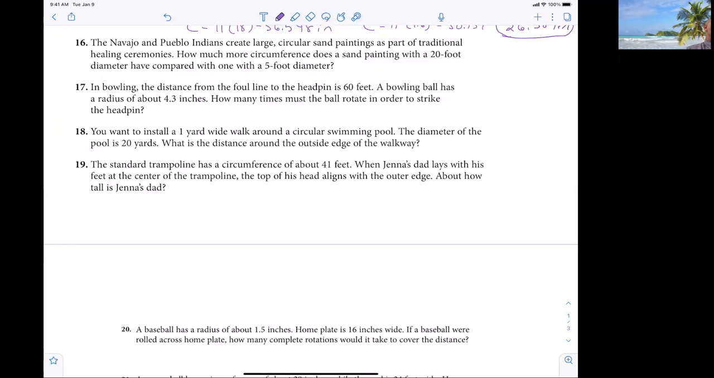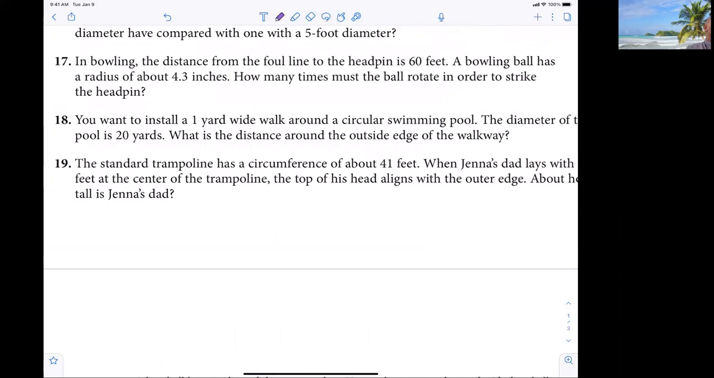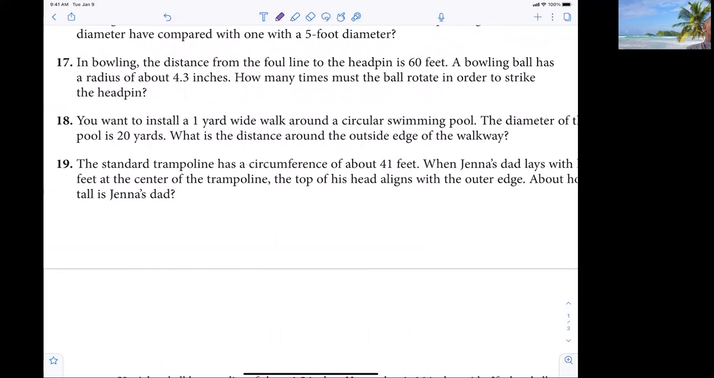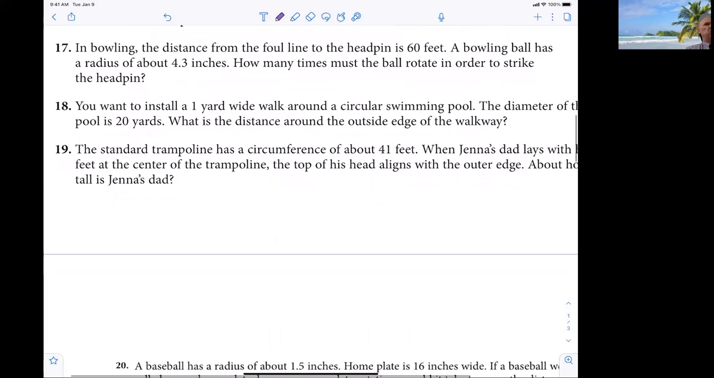Wait a minute, I'm on 17. Okay, so this one is the first one now in which you have to do some thinking. All right, so I need everyone to try to think about this, but Cole's going to tell us first. What are you thinking, Cole? Say it again. Well, I think I'm okay with that.